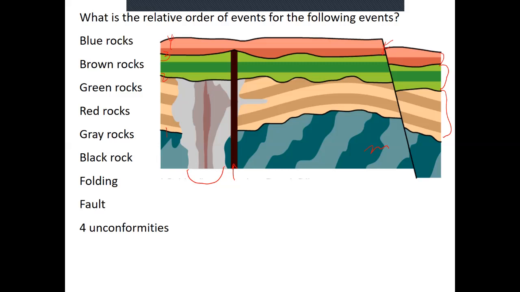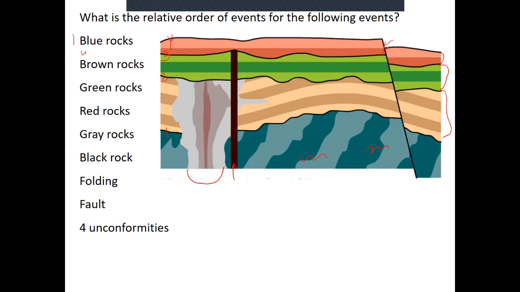So superposition tells us the deepest is the oldest. These metamorphic rocks are the oldest. So it's the blue. And then we have the unconformity on top of it. The first unconformity is next. Then we have the brown rocks deposited. So that would be two.